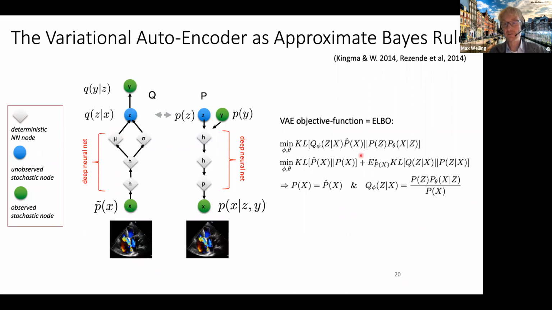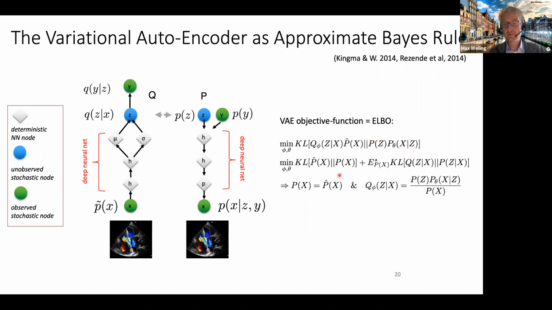Now in equations, we are trying to minimize the KL divergence between two terms. The first term is the empirical distribution of the data times the probability of the latent variables given the data. So this is the encoding distribution. On the other side, we have the decoding distribution, the generative distribution, where we have a prior over latent variables and then a distribution over X given Z.